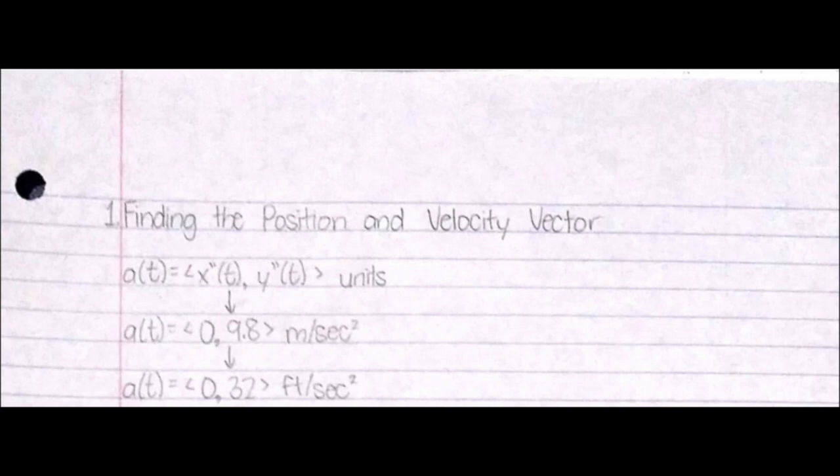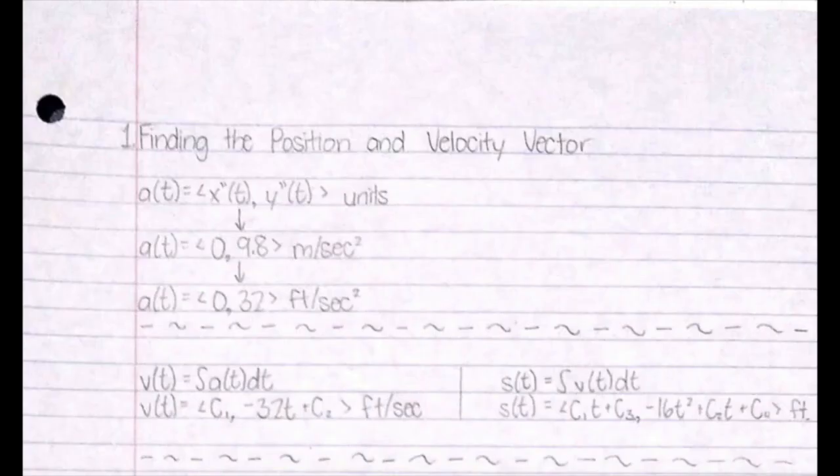Since our units for the basketball court are in feet, we have to convert the units from meters to feet, so the acceleration vector becomes 0, negative 32 feet per second squared. Now that we know the acceleration vector, we can use it to find the velocity and position vectors.